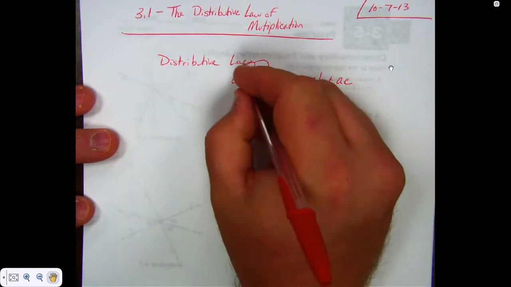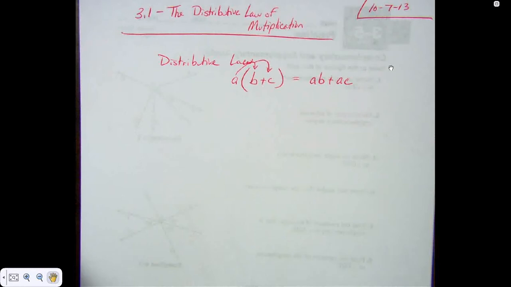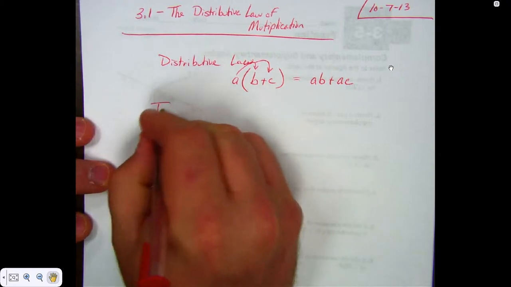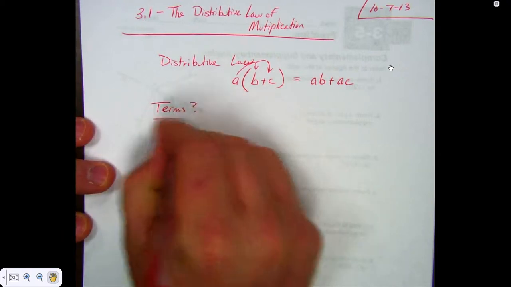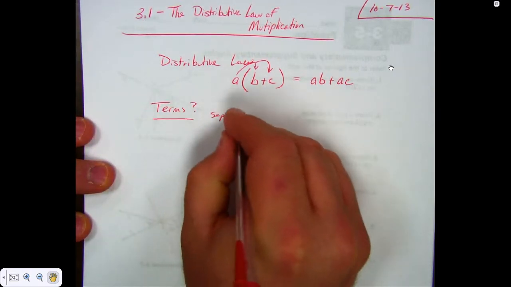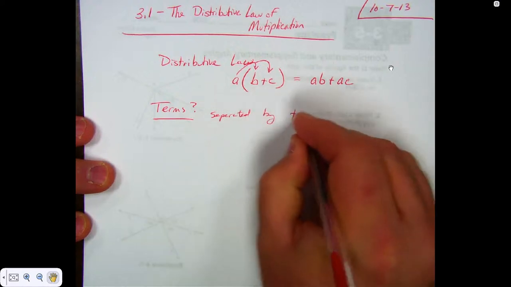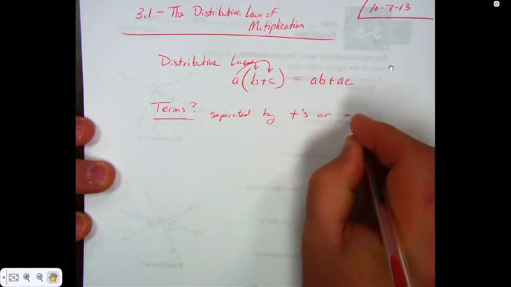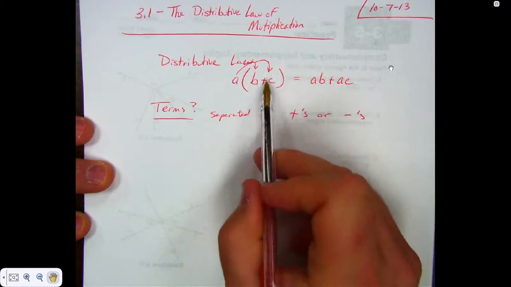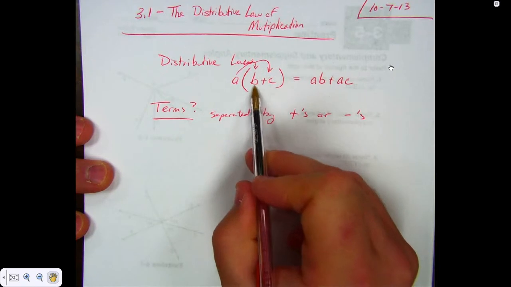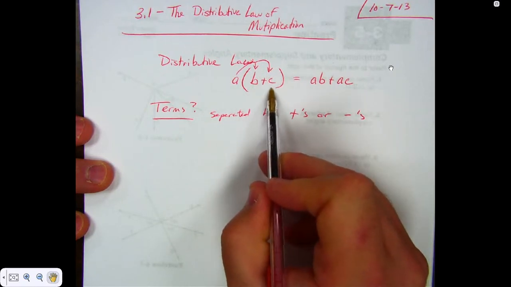I know that some people teach FOIL. I'm not the biggest fan of the FOIL method, first outside, inside, last, for the simple reason it doesn't work every time. Do we understand what the terms are? How are terms separated? They're separated by pluses or minuses. So how many terms are up here? B was a term and C was a term.